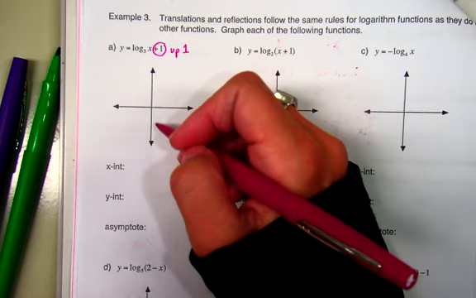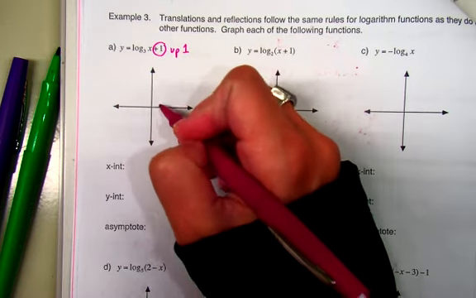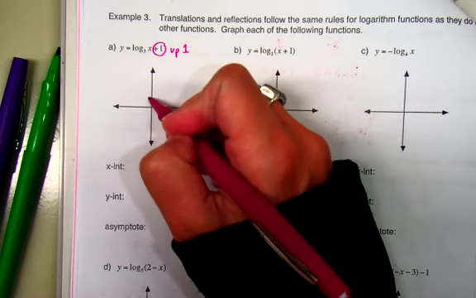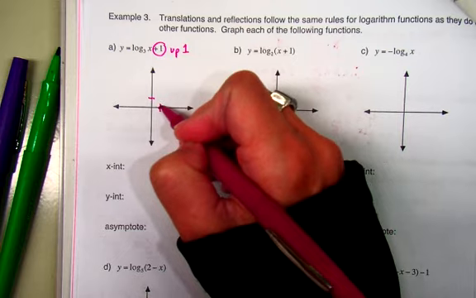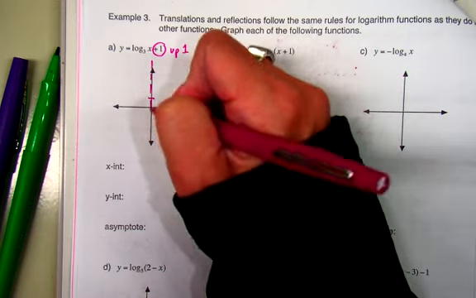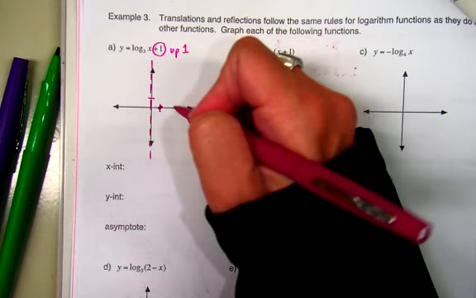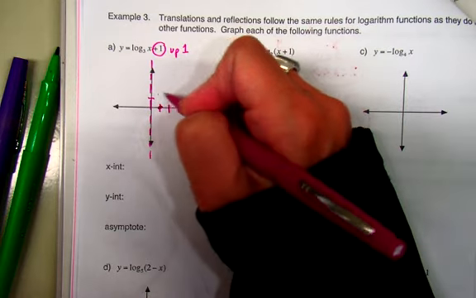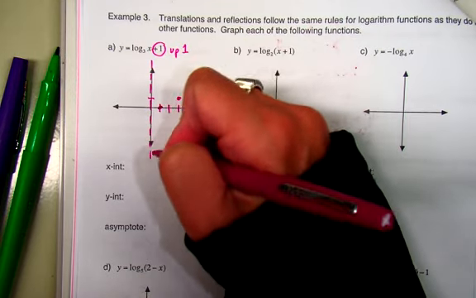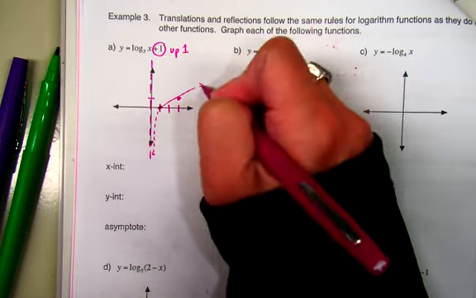Let's go ahead and graph the original parent function of log base 3 of x. It's going to have an x-intercept of 1. It's going to have this vertical asymptote here, and then it would go through the point 3, 1. This would be my parent function.